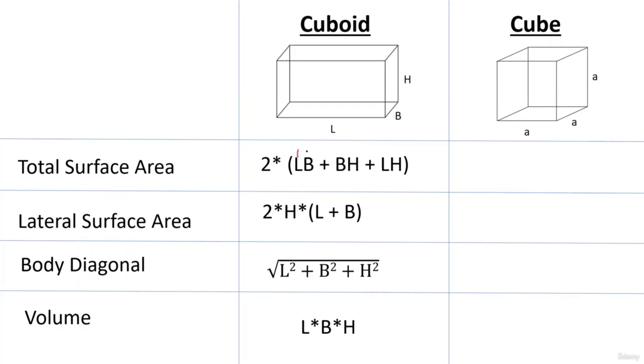Total surface area will be A into A, L and B both are equal to A. B into H will again be A into A. L into H also will be A into A, right? So A into A plus A into A plus A into A is 3A square, into 2 will be 6A square, right?